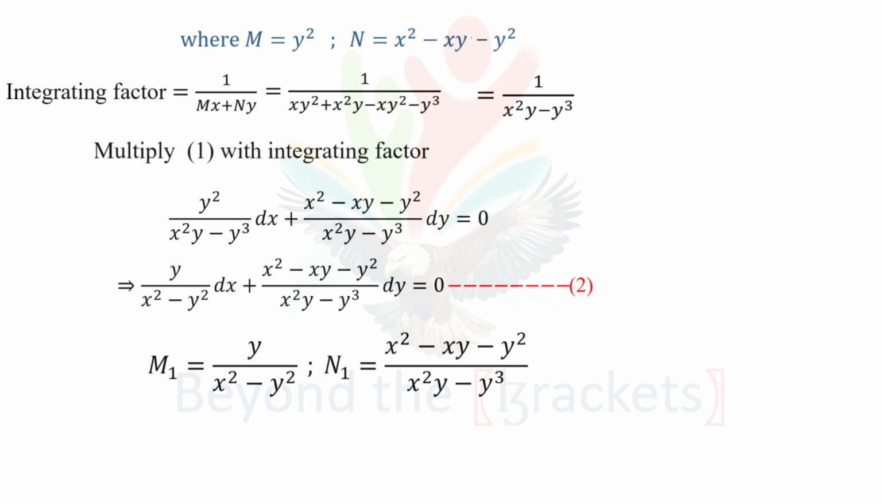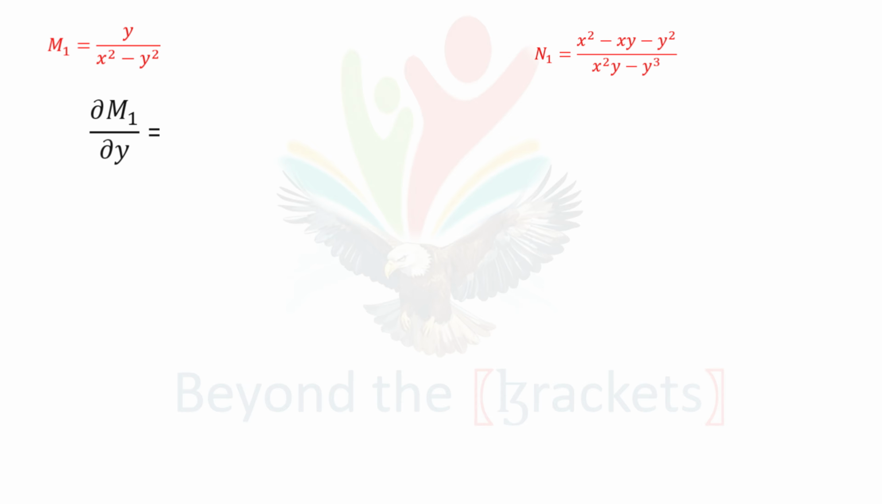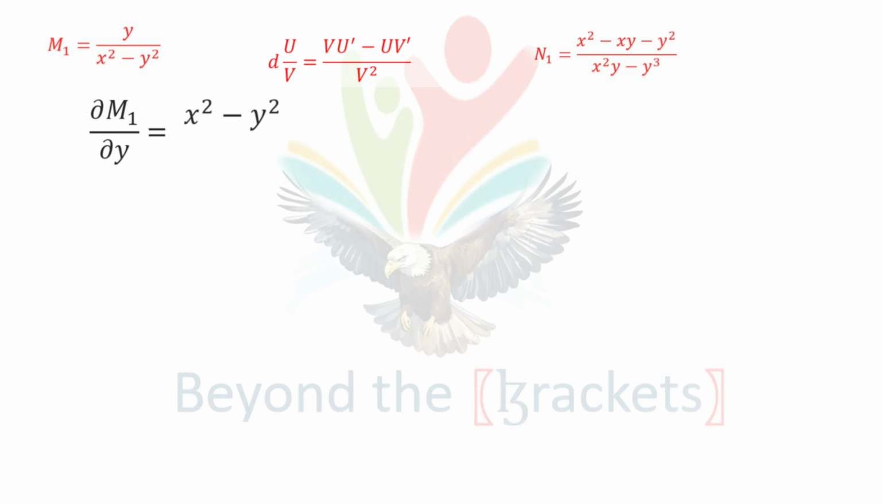This new equation will always be exact. To verify that, differentiate M1 partially with respect to y. We observe that numerator and denominator both have y, so we'll apply the u by v rule. First, writing the denominator as it is, x square minus y square.